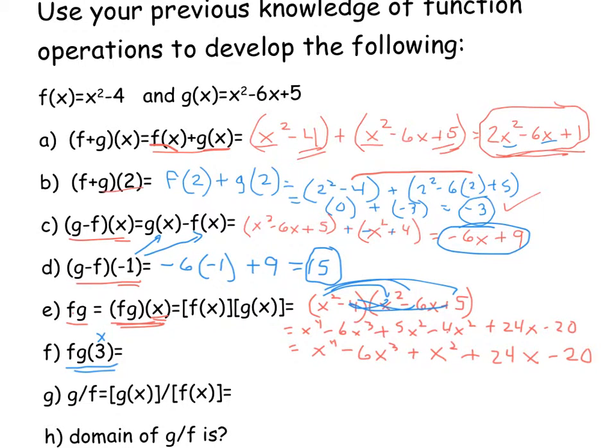That's saying x is replaced with 3. So f g of 3 is simply 3 to the fourth minus 6x cubed. Whoops, let's undo that. We're replacing, remember? Let's try that again. Minus 6 times 3 cubed plus 3 squared plus 24 times 3 minus 20. If we simplify, we will simply get negative 20.